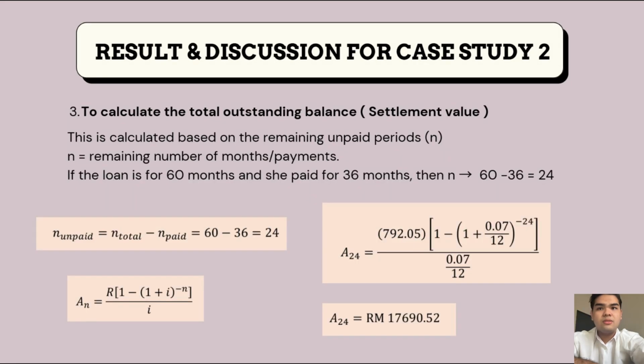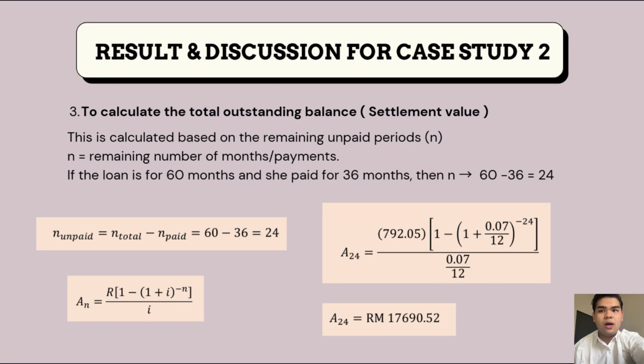This is calculated based on the remaining unpaid periods, where n equals the remaining number of months or payments. If the loan is for 60 months and she has paid for 36 months, then n equals 60 minus 36, which equals 24. For this objective, we use the A formula.